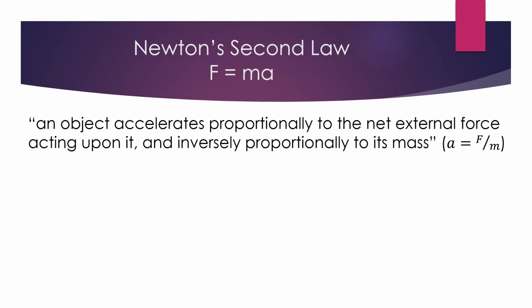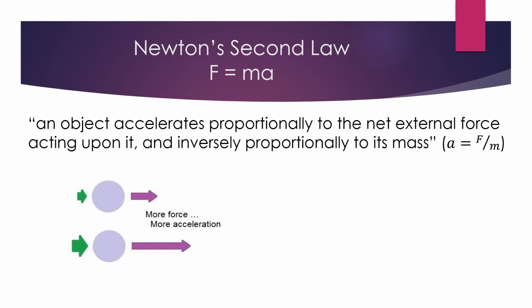Looking a little closer at Newton's second law. So what we're going to do now is, we said force is equal to mass times acceleration. Now we're going to look at proportionality. So an object accelerates proportionally to the net external force and inversely proportional to its mass. Okay, so what does that mean?